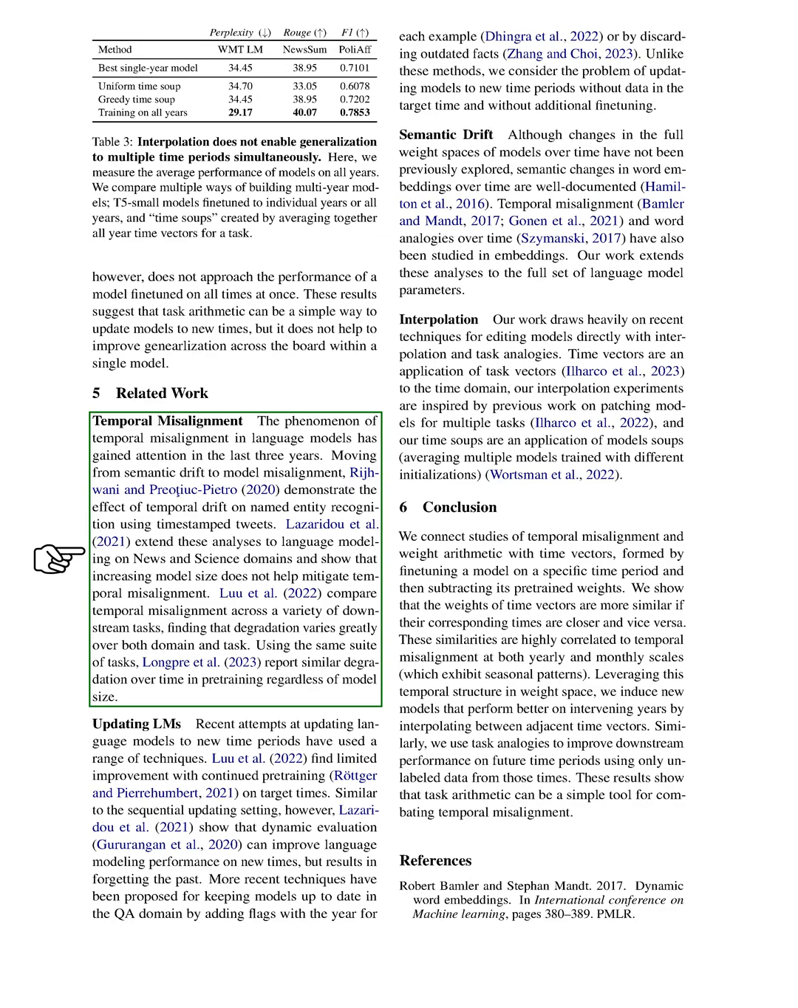In recent years, the issue of temporal misalignment in language models has received increasing attention. Studies have shown the impact of temporal drift on named entity recognition using timestamp tweets, and have extended these analyses to language modeling in news and science domains. They found that increasing the size of the model does not necessarily mitigate temporal misalignment.